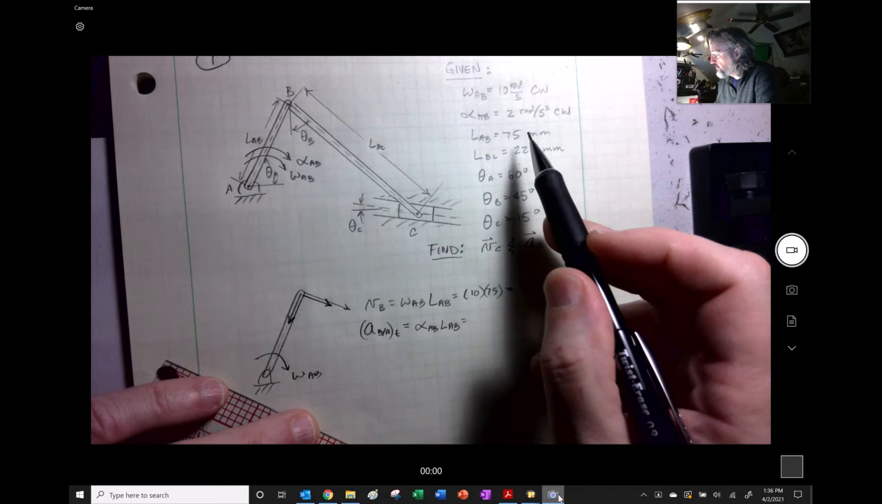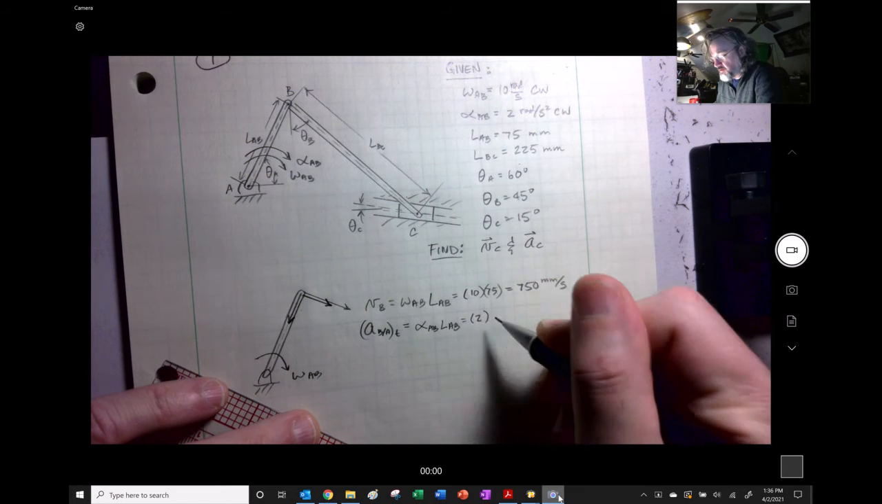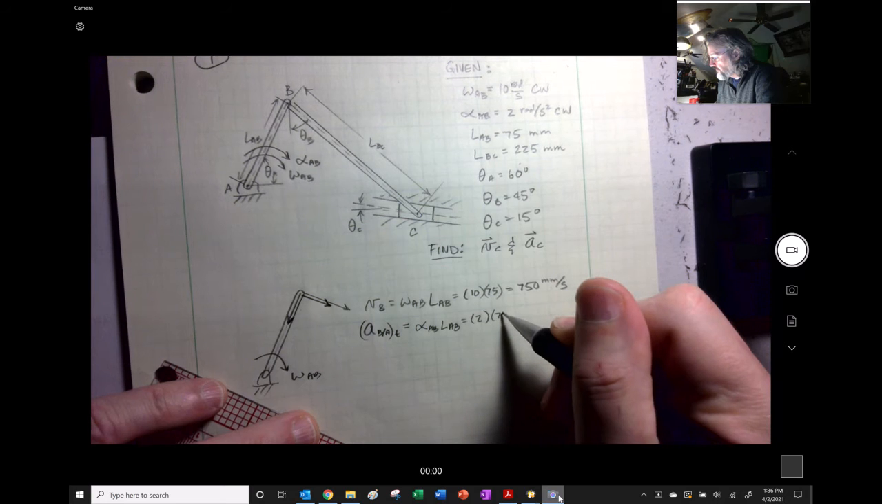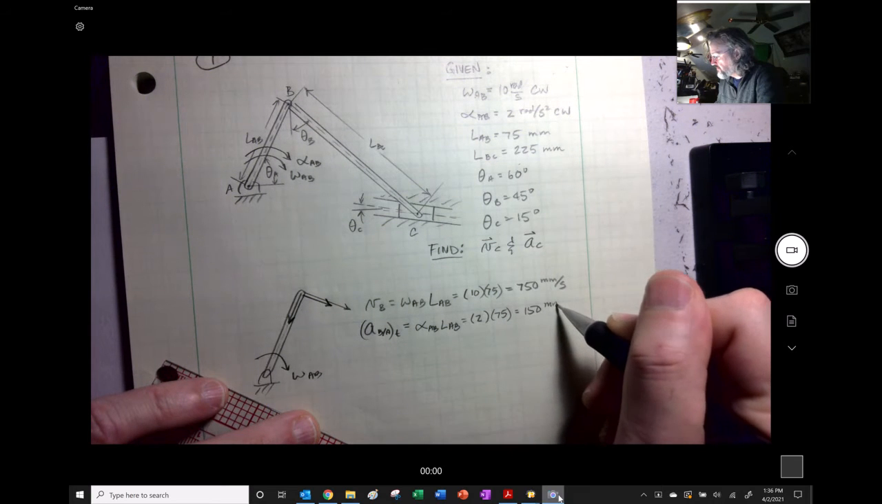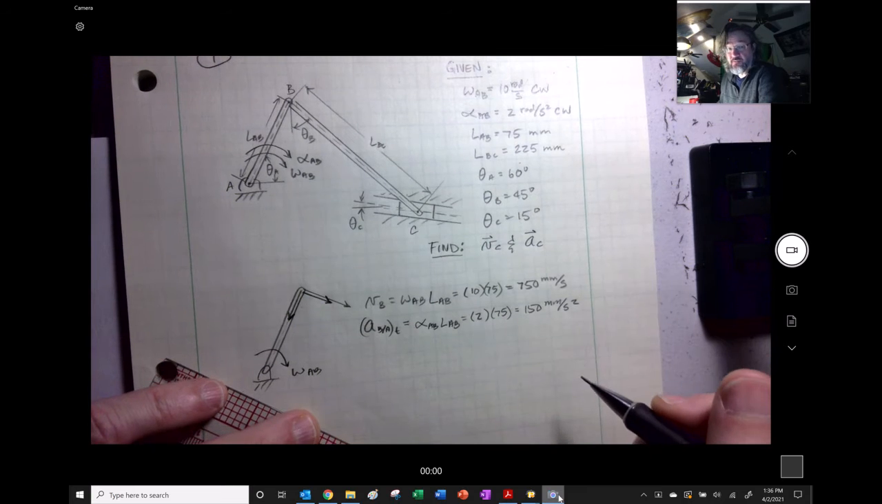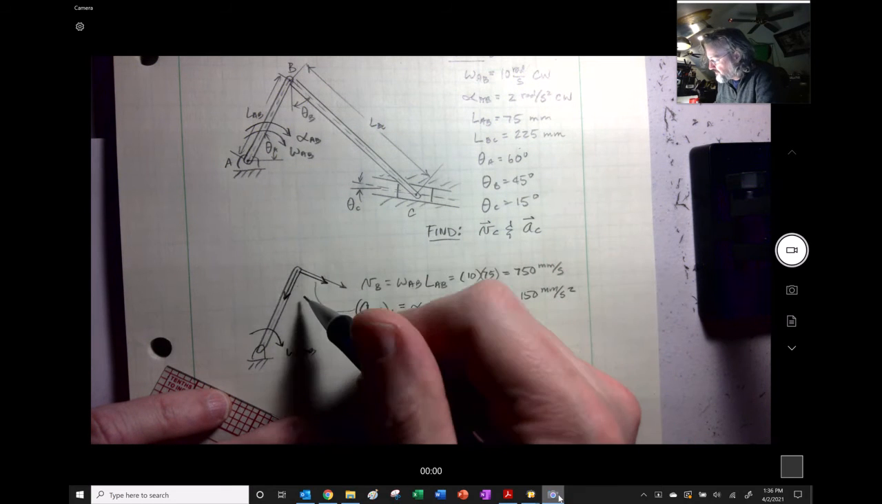And alpha, we're told, is 2 radians per second squared. All right, did I get that right? Yep. And then 75 millimeters. So 150 millimeters per second squared. So that's associated with that one.